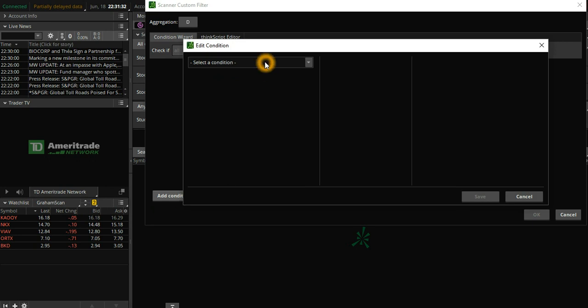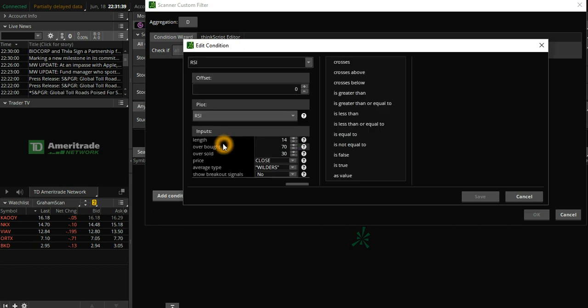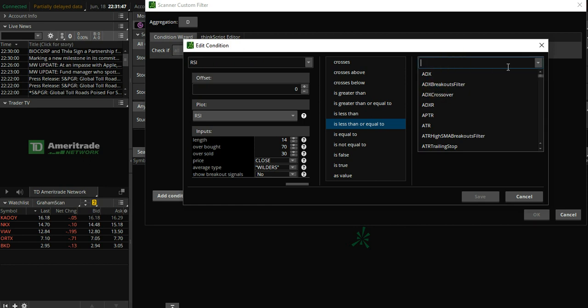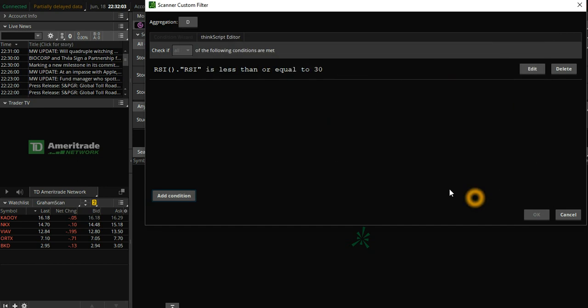I'm going to go to edit the conditions, and to describe the oversold condition we're going to utilize an RSI. This is a pretty straightforward condition we're going to add here. RSI, we want it to be less than or equal to a value. In this case, the value is going to be 30, within one bar. Setting up this study in this way means that our RSI is less than or equal to 30 within one bar, means it's oversold. So we'll go ahead and save that.